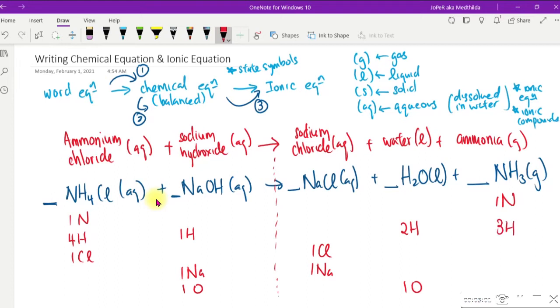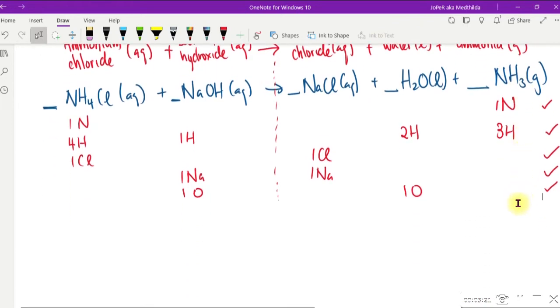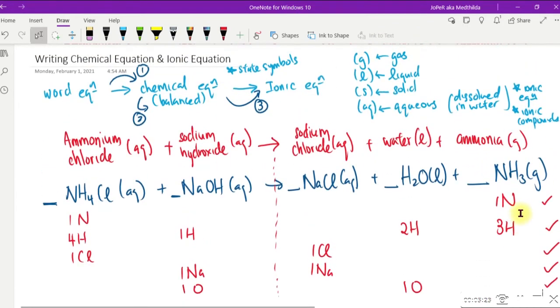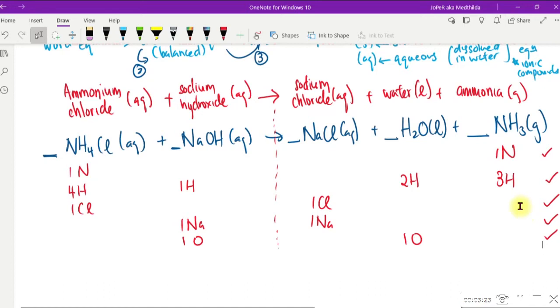First row, nitrogen, balanced. Next row, 4 plus 1, 5 on the left-hand side, 2 plus 3, 5 on the right-hand side, balanced. 1 chlorine on the left, 1 chlorine on the right, balanced. 1 sodium on the left, 1 sodium on the right, balanced. 1 oxygen on the left, 1 oxygen on the right, balanced. So this is now a balanced chemical equation. So that's good. So we are done with the balanced chemical equation. So step 1 and 2 done. 1 plus 2 settled.